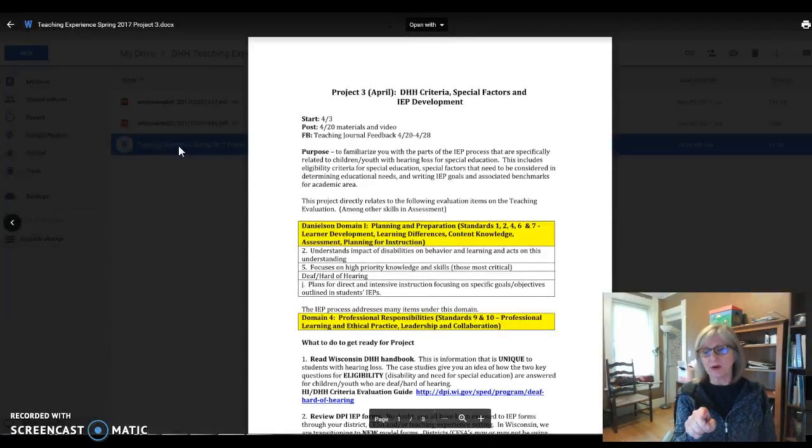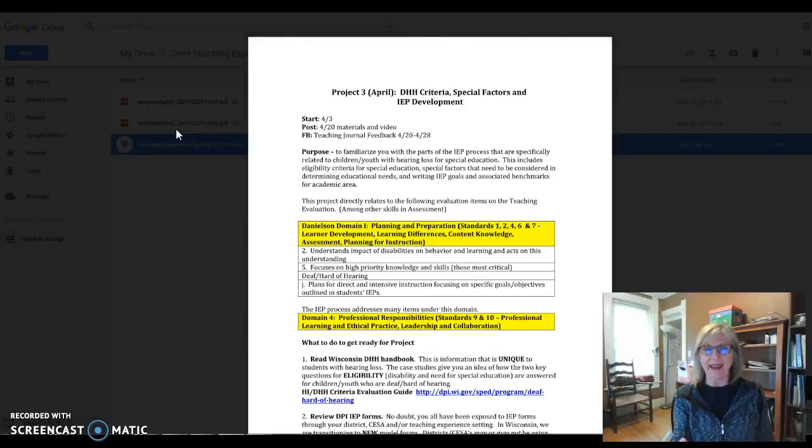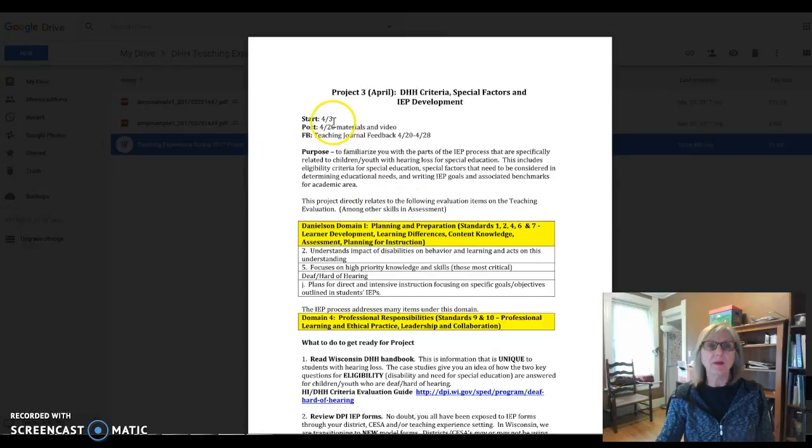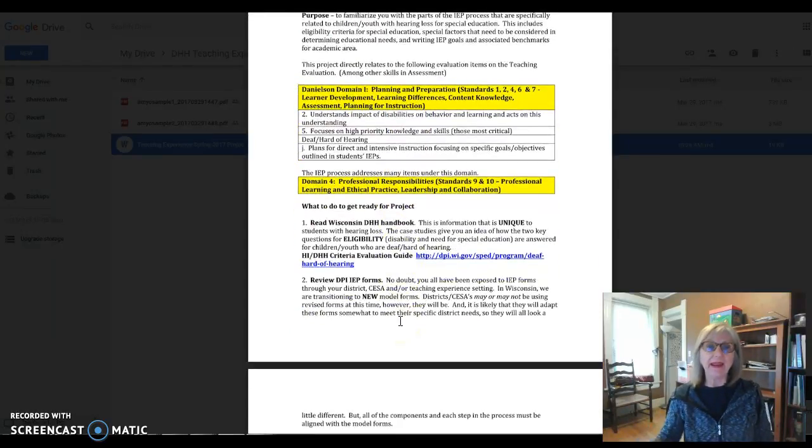This is new. It's not new, it's revised. So if you have printed it off before, go back and print it off again, because I've tried to make it a little bit clearer. We start on April 3rd. Many of you are kind of ahead of the game. The project is really focused on the IEP.